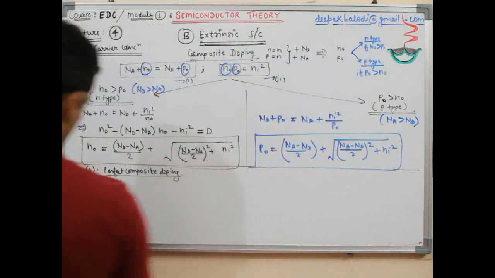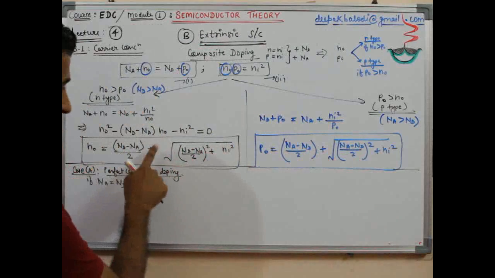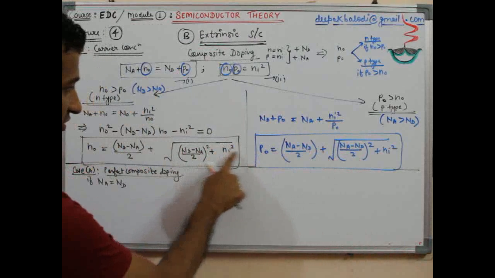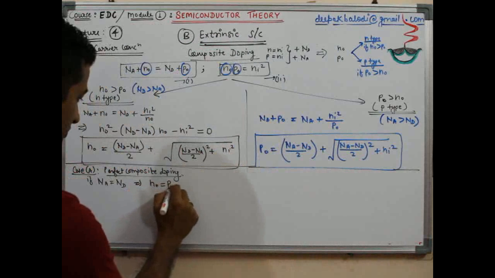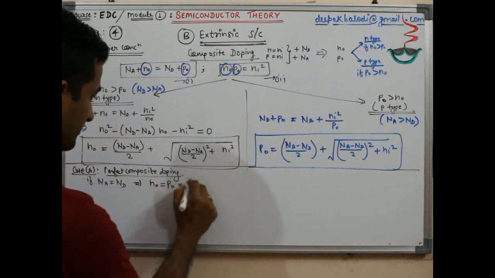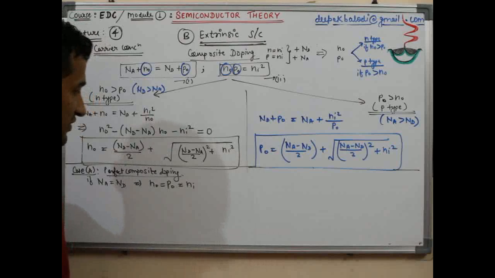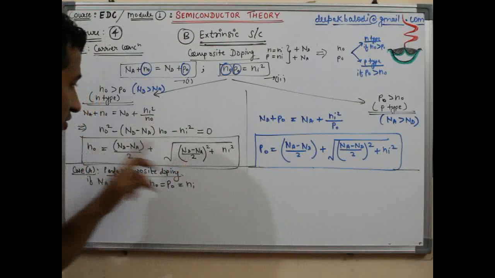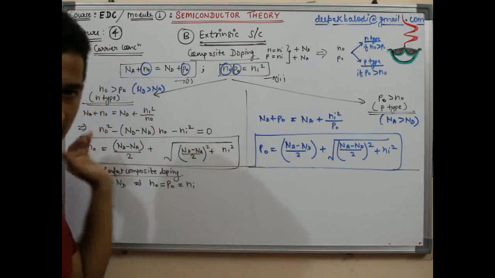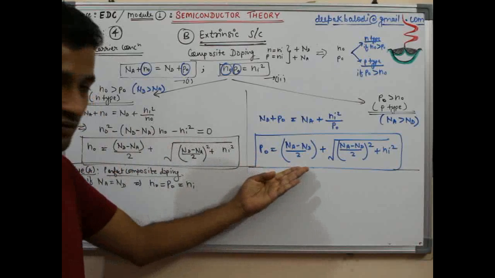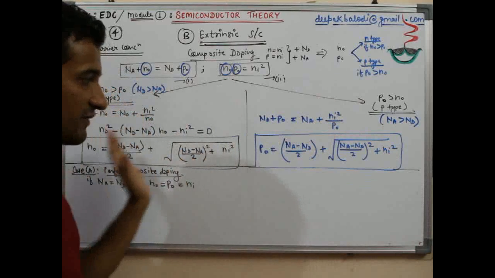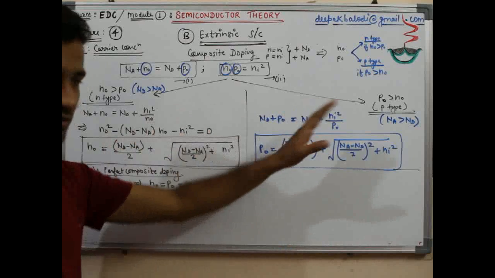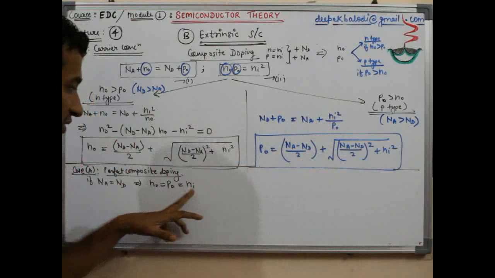But if it happens, then this becomes 0, this becomes 0, this becomes 0. So the result is N naught is equal to P naught is equal to Ni. This is 0, this is 0, so N naught will be Ni, then the second one will also be Ni. Or from here, if you try to find, P naught is Ni and N naught will also be Ni. So you find it from anywhere; both the processes are correct. So therefore it results into this.